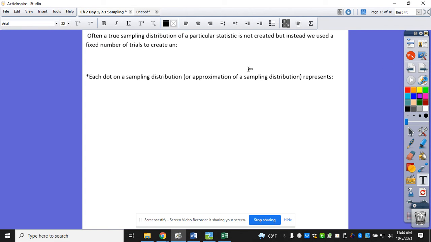So then right below that, often a true sampling distribution of a particular statistic is not created, but instead we use a fixed number of trials, like our 21, to create, and this is what we did where we started, an approximation of the sampling distribution.